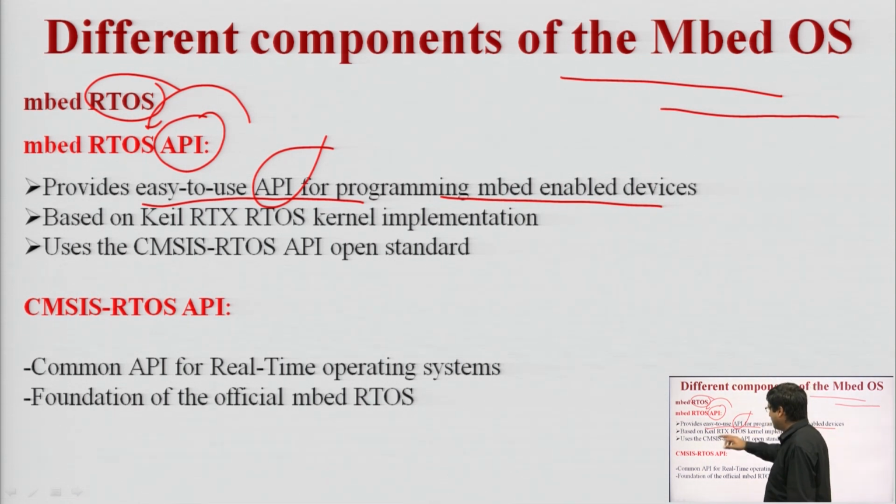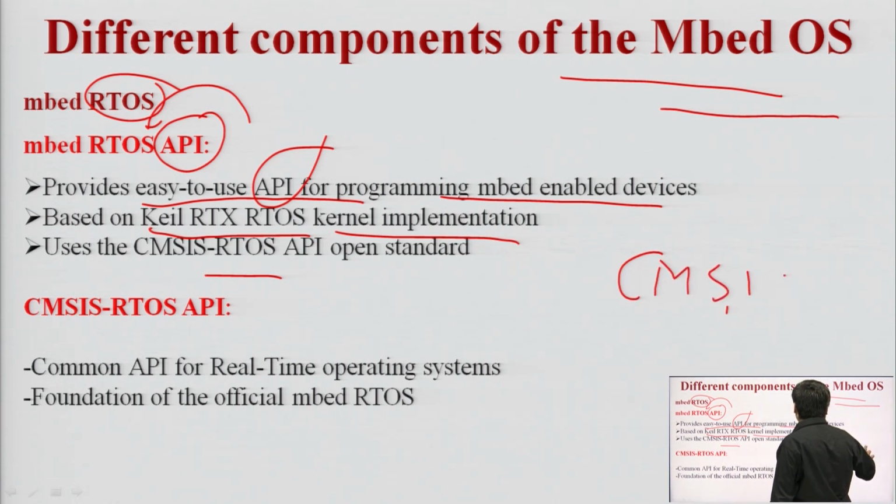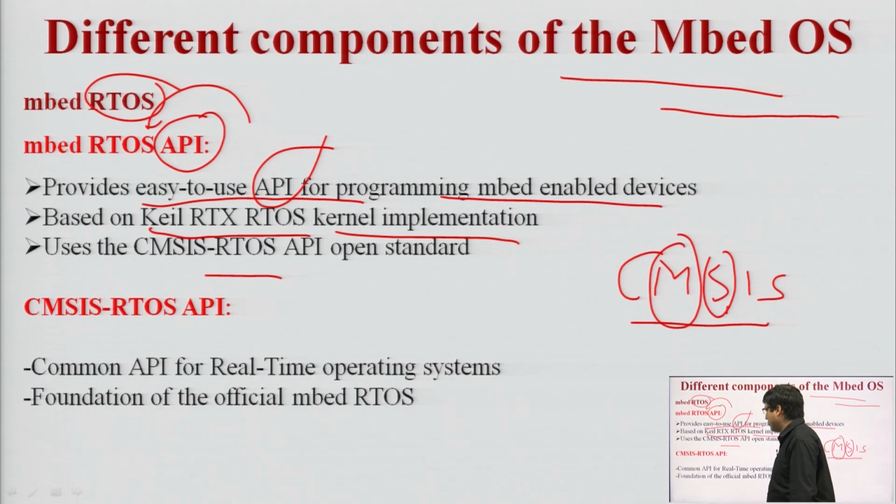It is basically based upon the Keil RTX RTOS. You already know that there are some Keil compilers to write and debug microcontroller programs. So it is based upon the Keil RTX RTOS kernel implementation. It uses the CMSIS. After 1 or 2 lectures we will discuss the CMSIS Cortex microcontroller system in our upcoming lectures. Mbeds are based upon the ARM Cortex microcontrollers.